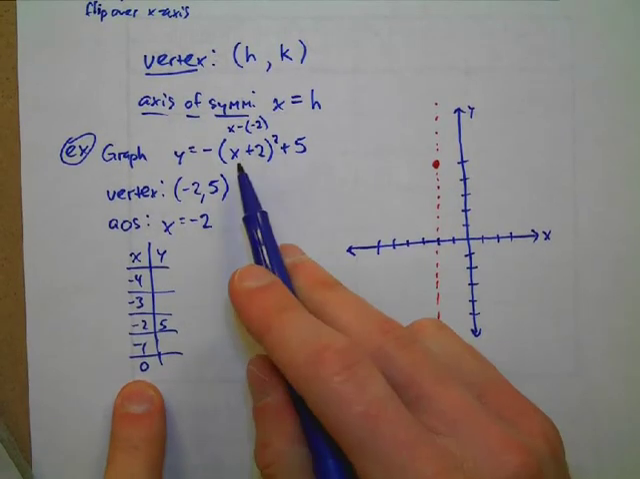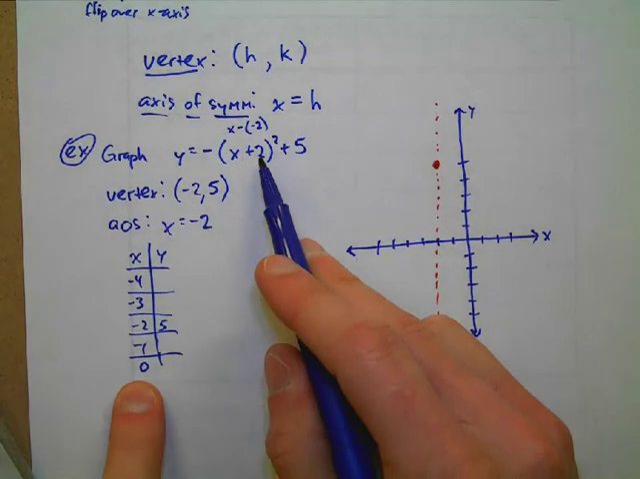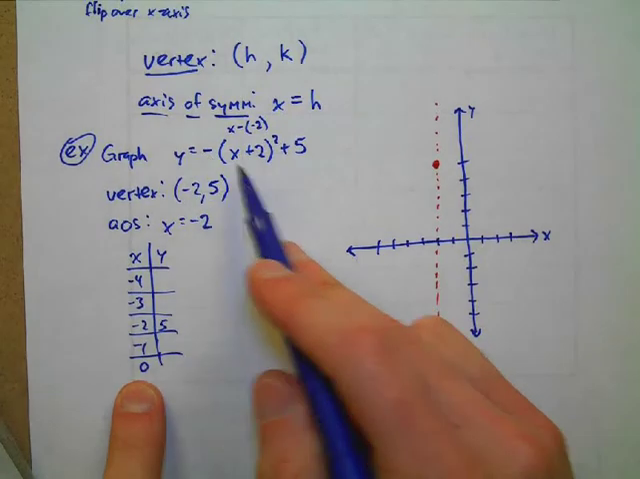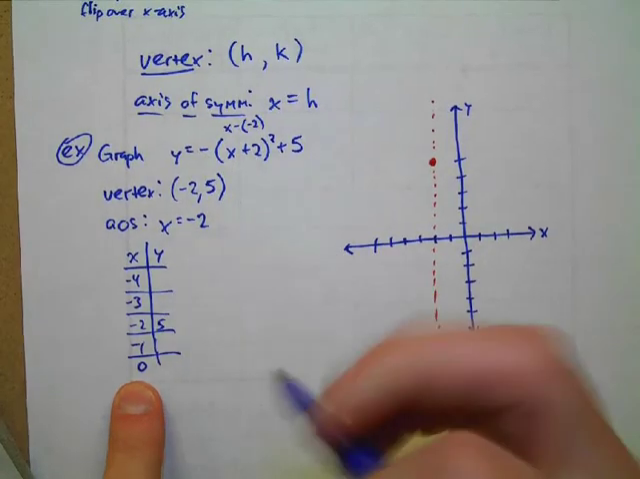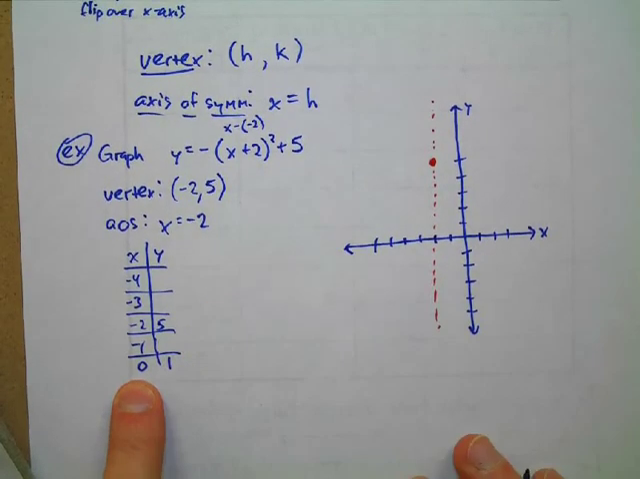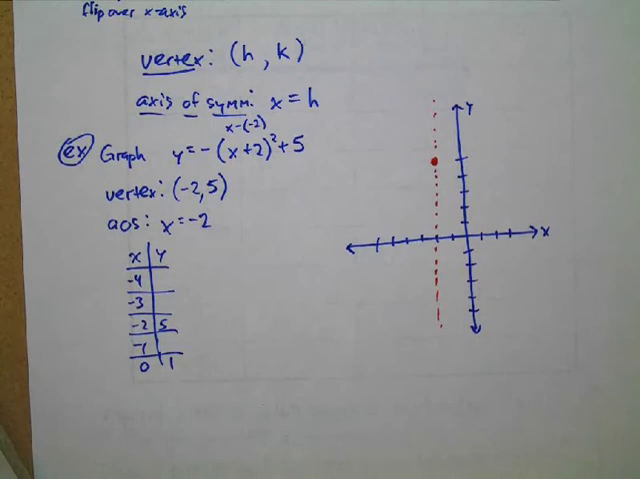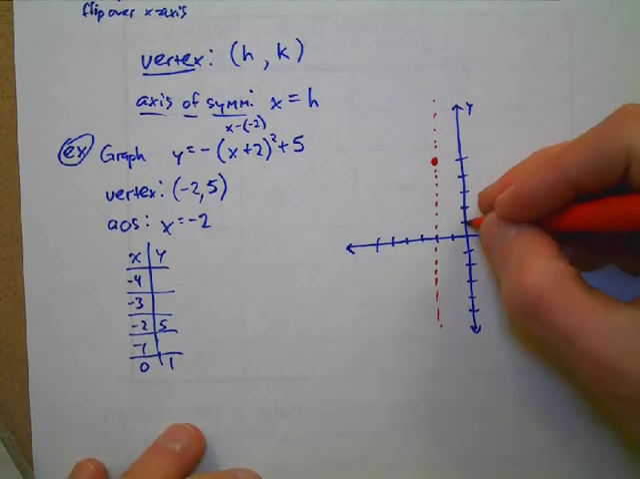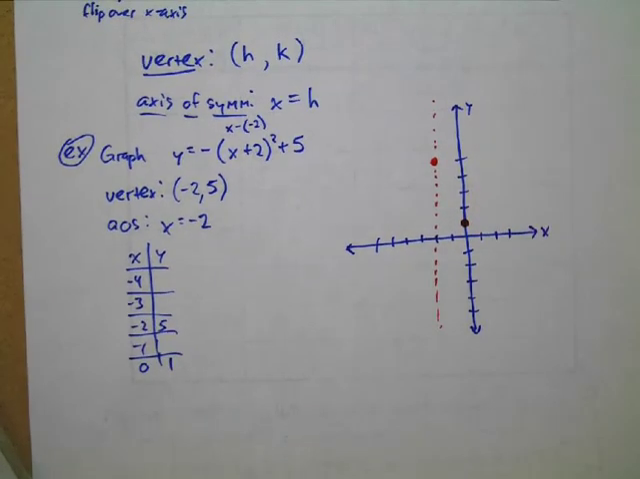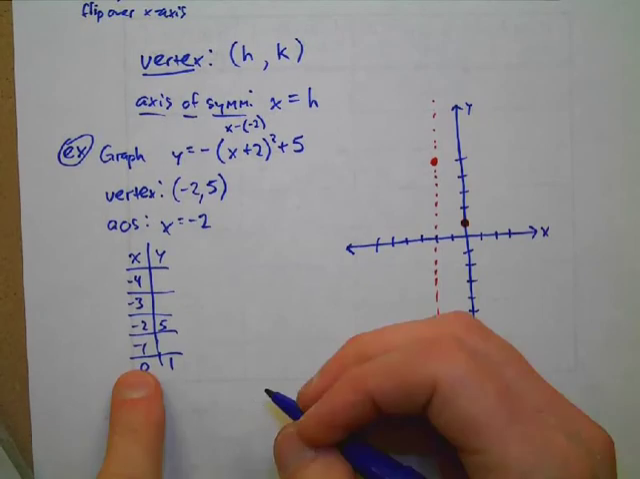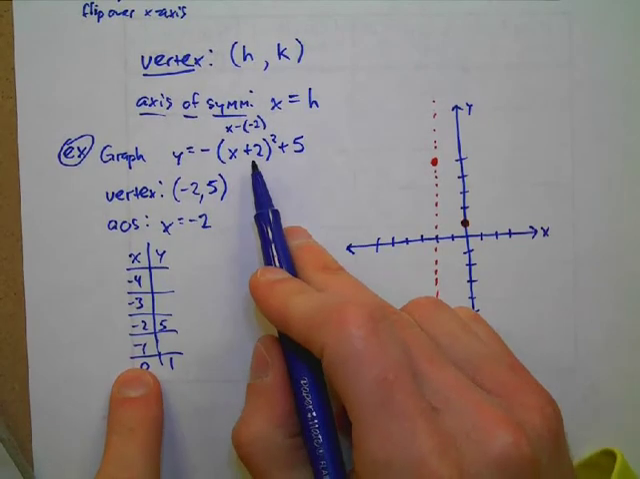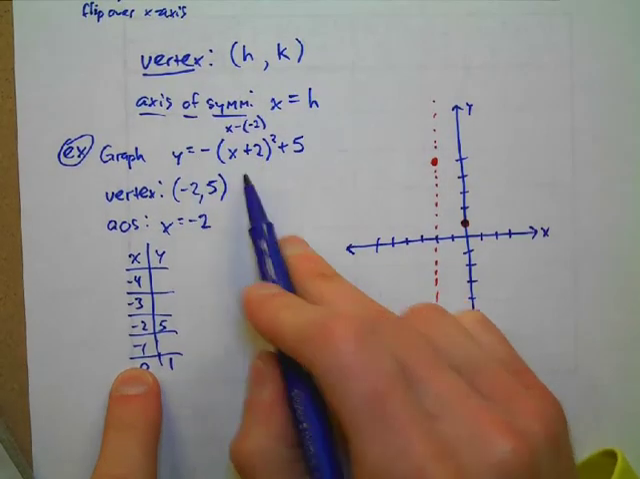Okay. So like Jordan's suggestion, 0 is a pretty easy thing to calculate with. So let's go ahead and plug in that 0 first. So 0 plus 2, 2 squared is 4. It's going to be a negative 4, though. Plus 5 is a positive 1. So we have 0, 1. There's a point right there.